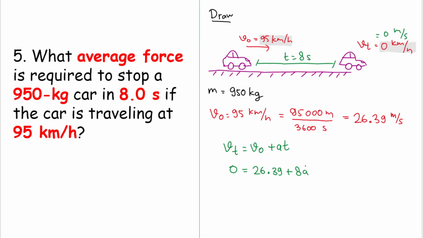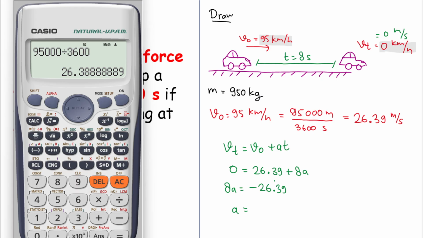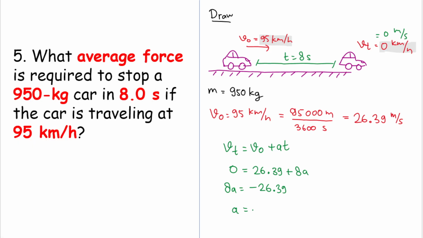Good. Now what can we do from here? We isolate a, right? So 8a is equal to minus 26.39, or we can call it the acceleration or deceleration. The negative sign is because it is deceleration. So I'll have minus 26.39 divided by 8. So we will have minus 3.3. The unit here is meters per second squared.